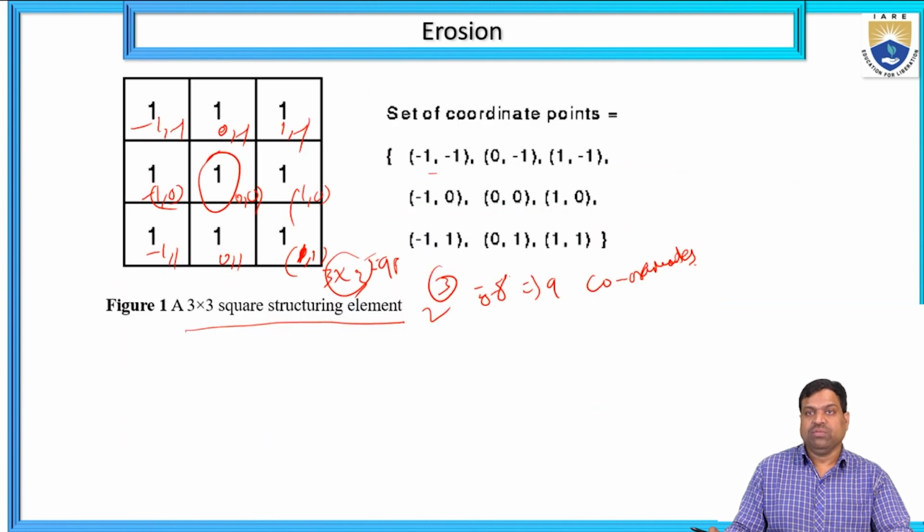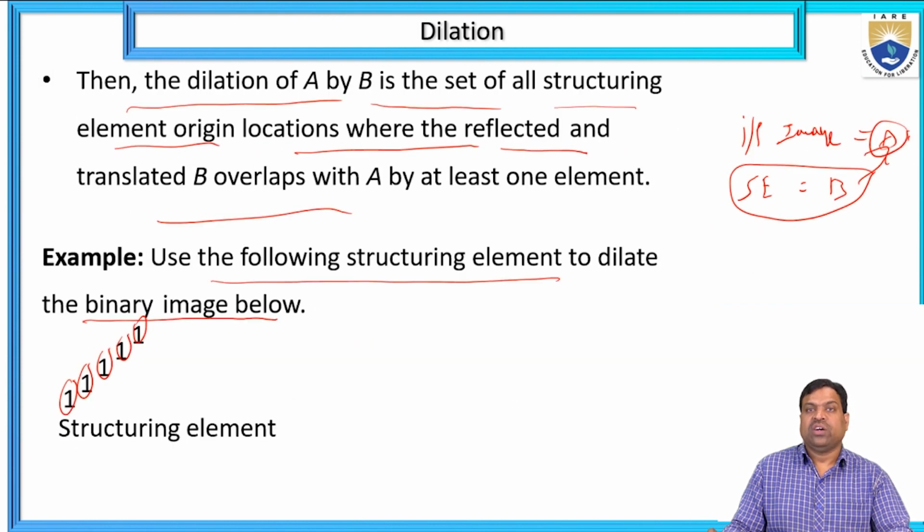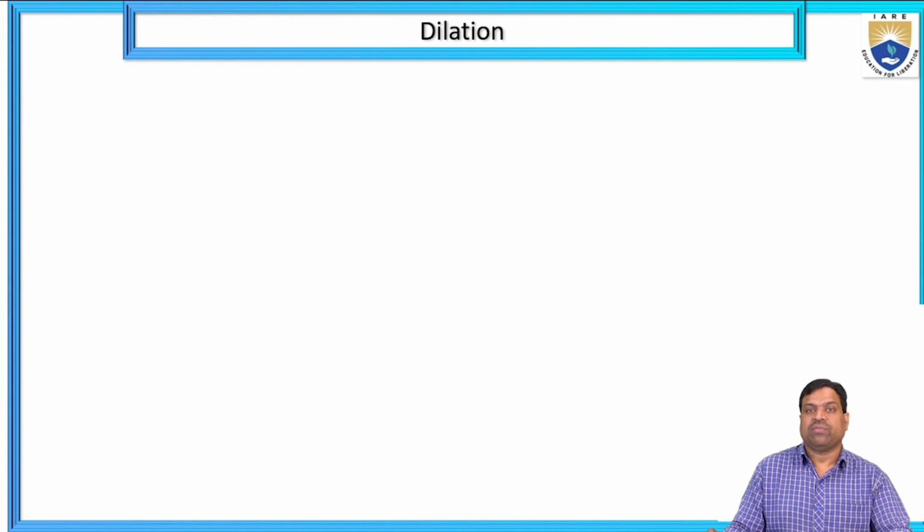It is one example, with coordinates. What is dilation? A dilation is an operation used to grow or thicken objects of a binary image. The dilation of binary image A by the structuring element B is defined as A dilated by B. This equation is based on obtaining the reflection of B about the origin. Okay, origin means I'm taking the image A and the structuring element B. The structuring element is mapped with image A to find the dilation. And the dilation of A by B is the set of all structuring element origin locations where the reflected and translated B overlaps with A.